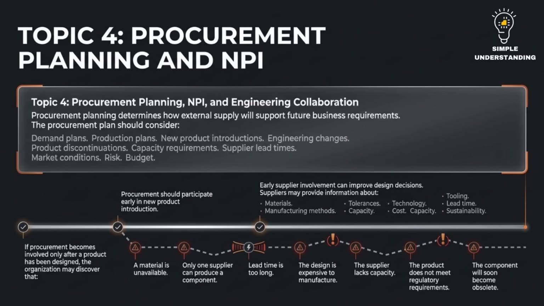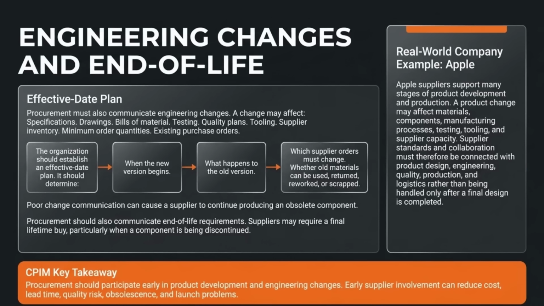Early supplier involvement can improve design decisions. Suppliers may provide information about materials, manufacturing methods, tolerances, technology, cost, capacity, tooling, lead time, sustainability. Procurement must also communicate engineering changes.